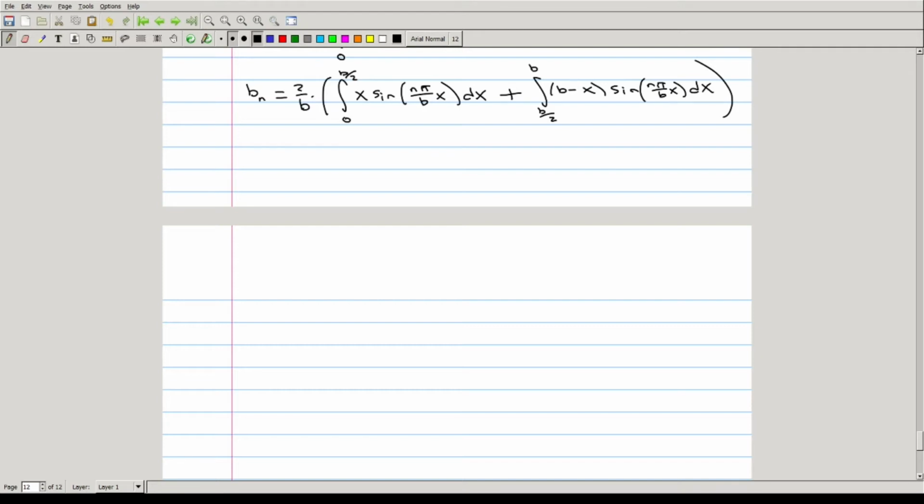And when we use integration by parts on each one of these integrals, we end up getting that Bn will be 2 over b times b over n squared pi squared times b sine of n pi over 2 minus n b pi over 2 times cosine of n pi over 2. That's this first integral right here.